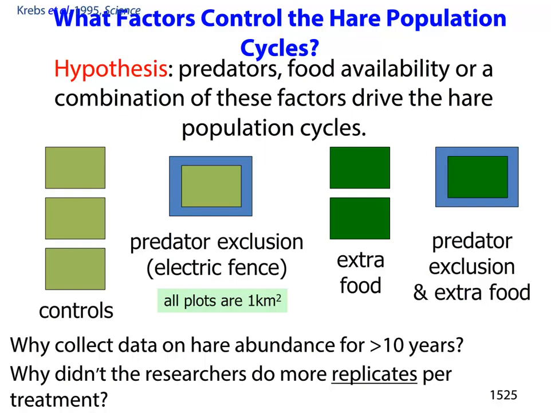The question you might have is, why didn't the researchers do more replicates per treatment? Well, this is a pretty big area, okay? So a kilometer. In order to be able to actually conduct the experiment, ideally they would have had like 100 replicates or something, but ultimately you're going to be limited by something. So they did the best they could, and they actually found some pretty interesting results.